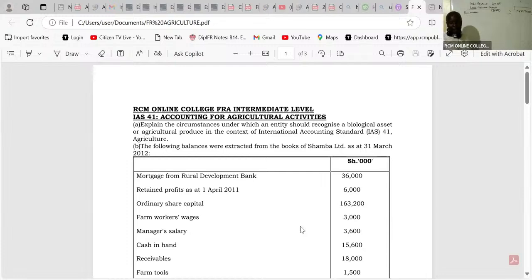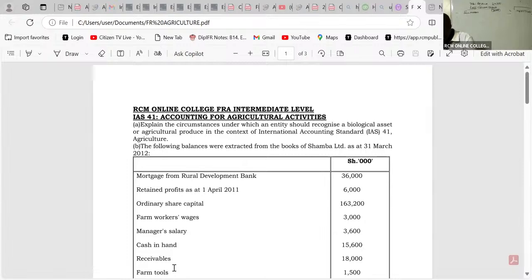Now, gentlemen, from there, we can go down slowly. What are we able to see here? You can see farm workers' wages that we have handled. You can see manager's salary that we already handled, where you would have ticked long time ago. Cash in hand will go to our balance sheet. Receivables will go to our balance sheet. Then we have farm tools. These are our assets, which will be depreciated. So depreciation will come to my general income statement.